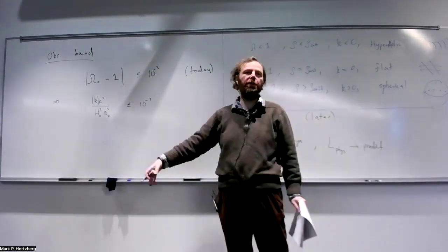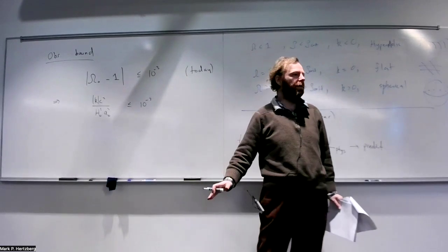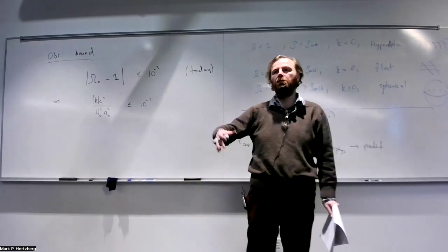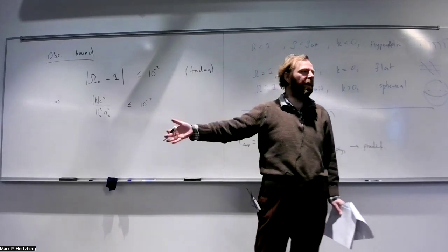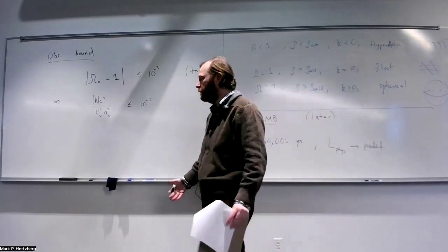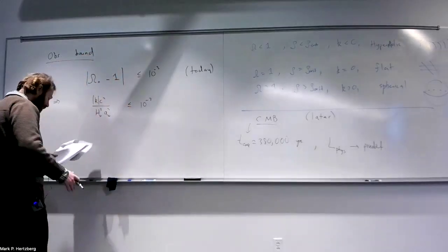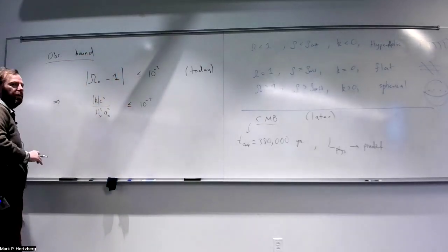Okay, so if you just drop the curvature term, at worst, you're making 1 part in 10 to the 3 errors today. May not be the same in the future or the past. We can talk about that in a minute. But today you would be doing things right at 1 part in 10 to the 3. But let's convert this now into an actual length scale.